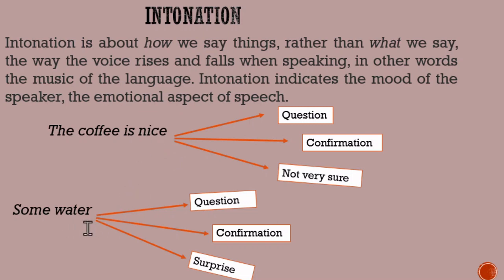Let's look at it. I can ask somebody if they want some water. See, some water? is asking if you want some water. And the confirmation would be: some water. Yes, I would like to have some water. And if I don't expect to find water there, and then there is some water, some water! That expresses surprise. So this is, in very simple terms, what intonation is all about.